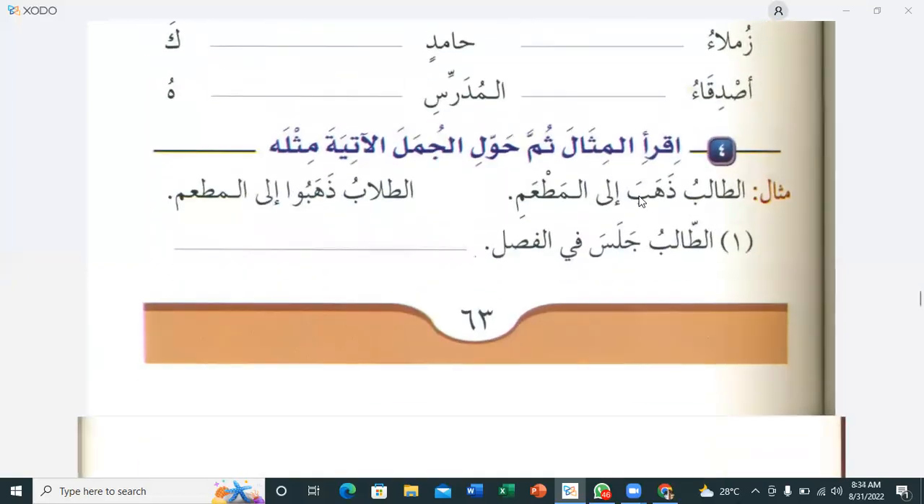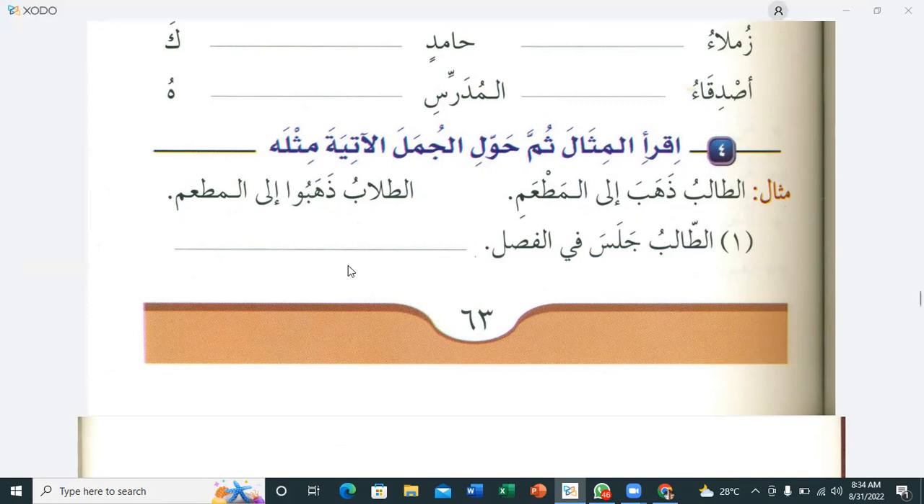In the next exercise, اقرأ المثال ثم حول الجمل الآتية مثله. That means read the example, then change the following sentences like it. For example, الطالب ذهب إلى المطعم. And you change the sentence: At-tullabu dhahabu ila al-mat'am. So the first sentence is At-talibu jalasa fil fasl, meaning the student sat in the classroom.